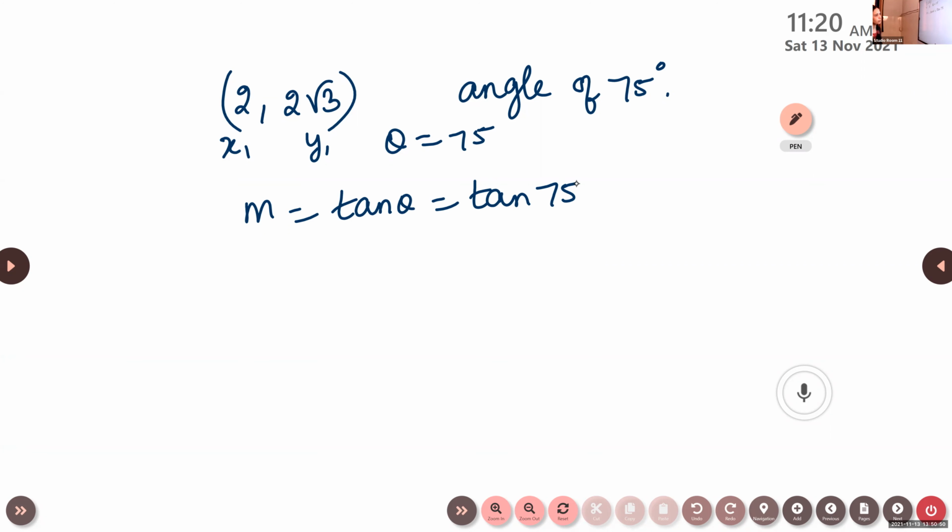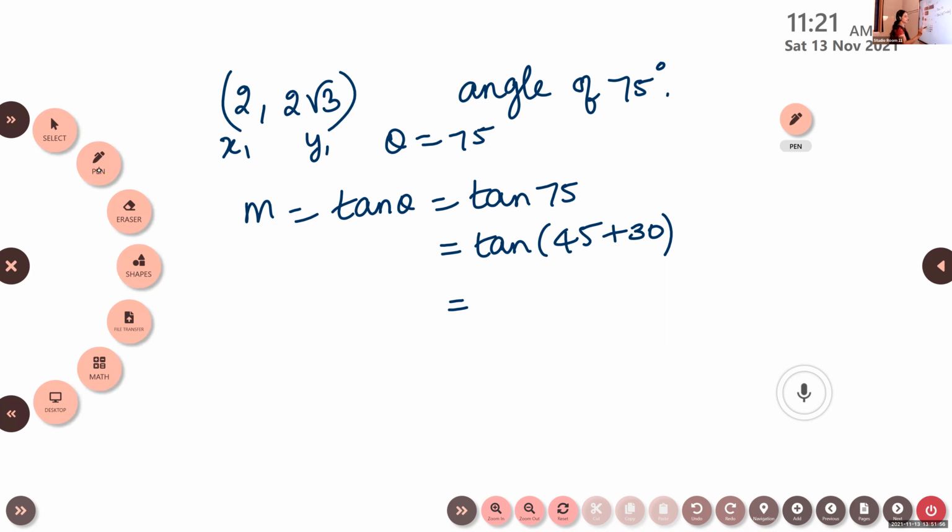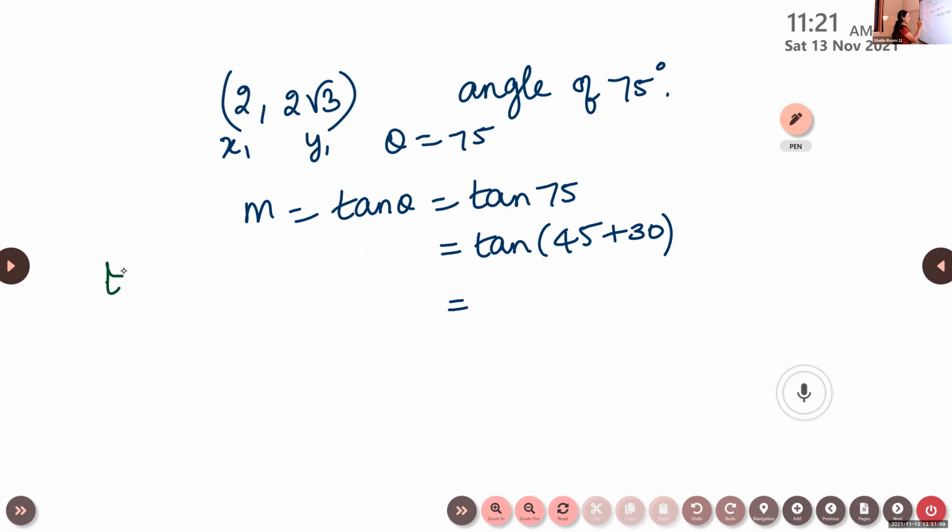Tan 75, do we know the value? No, isn't it? From the table, we don't know the value. Then how to find out tan of 75? We have learned trigonometry. So commerce students, applied math students, how to do this tan 75? Yes, can you recall? Tell me. Tan 75? Tan of 45 plus 30. Very good. Split it and use the identity tan of a plus b. What is tan of a plus b?